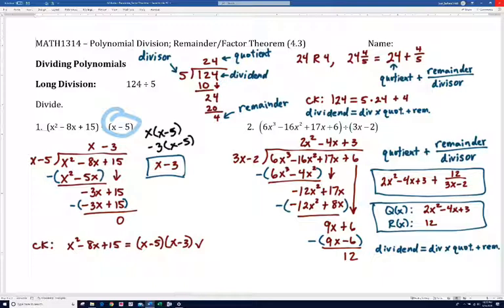I just wanted to mention one last thing here on number 2. Don't forget to check it. Our dividend should equal our divisor times our quotient plus our remainder. And so 6x cubed minus 16x squared plus 17x plus 6 should equal 3x minus 2, our divisor, times our quotient, 2x squared minus 4x plus 3, plus our remainder. And if you wanted to check it, you can see that that's true. Now I'm doing these checks because it's going to lead to something in a little bit.